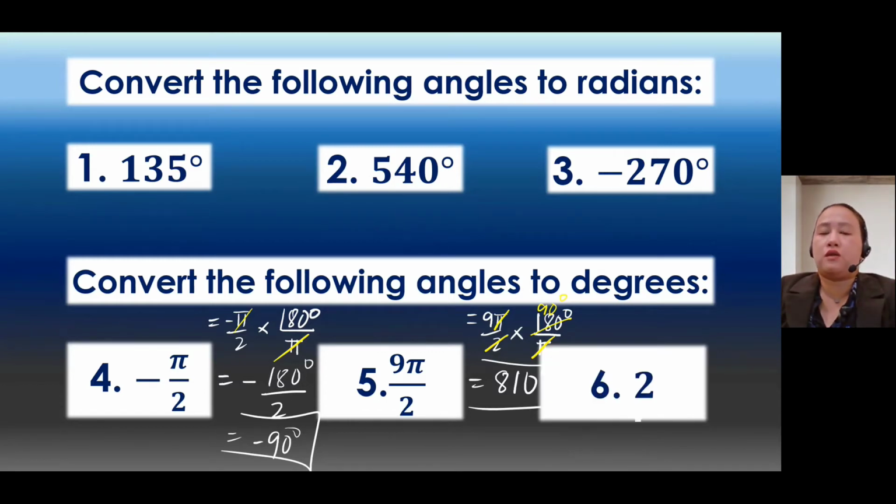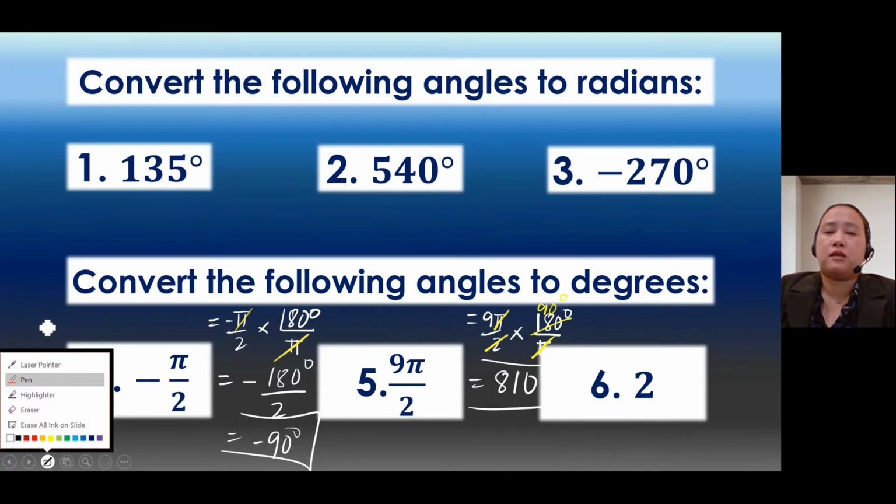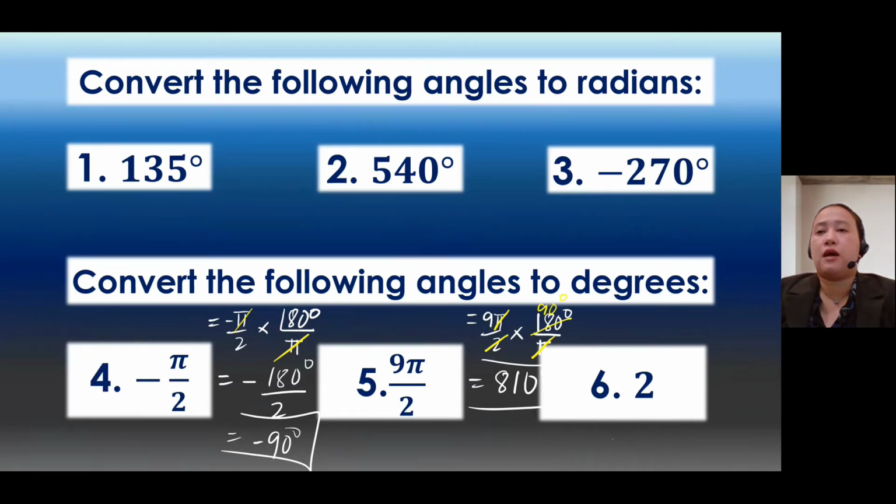Next, on number 6, you would notice that it is only a number. As I said a while ago, if you only have a number, this means it is radians. So what are we going to do with this? That is 2. Since this is in radians, you're going to multiply it by a fraction in which the denominator has rad.